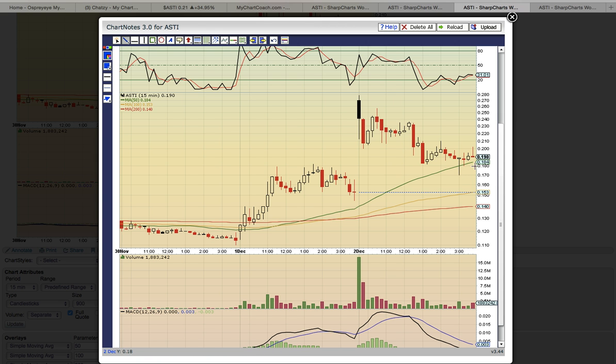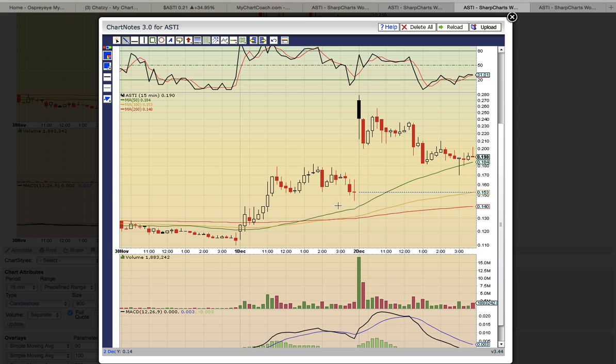The 50-day moving average was tested at 3 o'clock, and support held. And so this is going to be the key level to hold on this chart. Bulls want to see the 50-day moving average at 18.4 hold. If that breaks, that's going to put the 100-day moving average at 15.3 on deck.